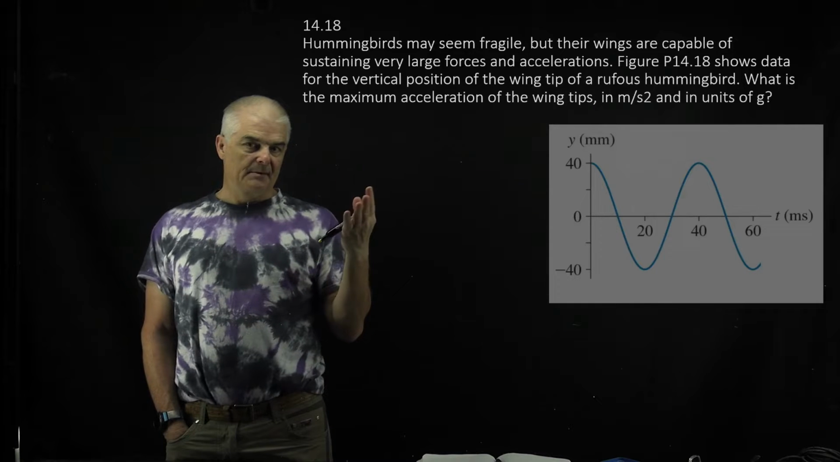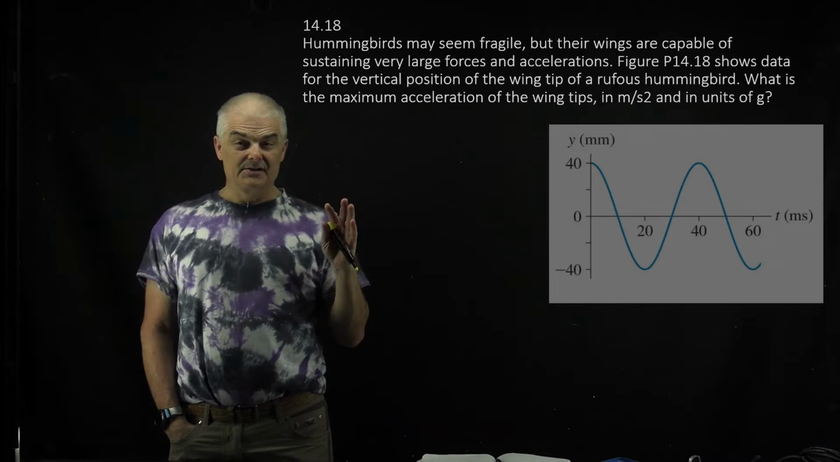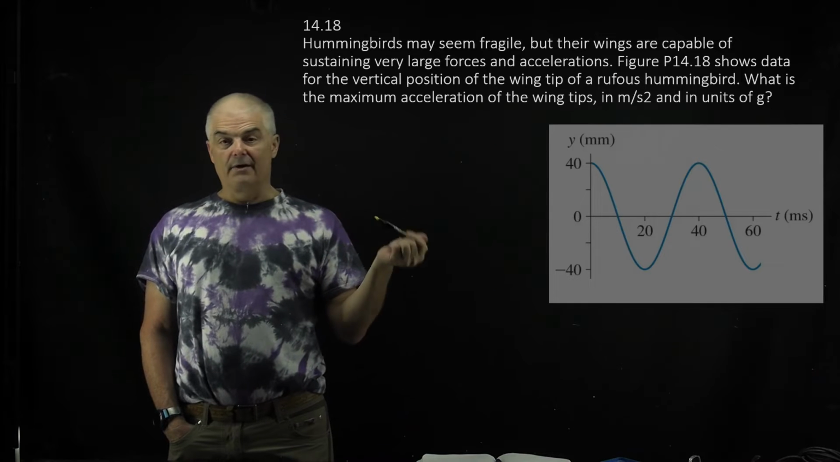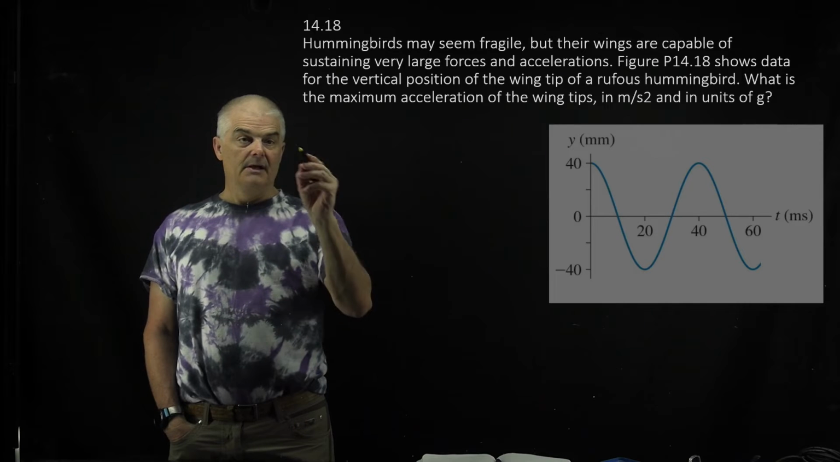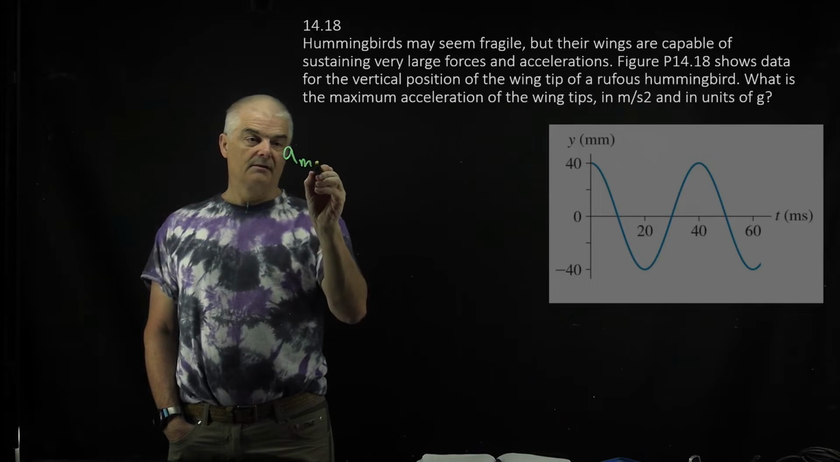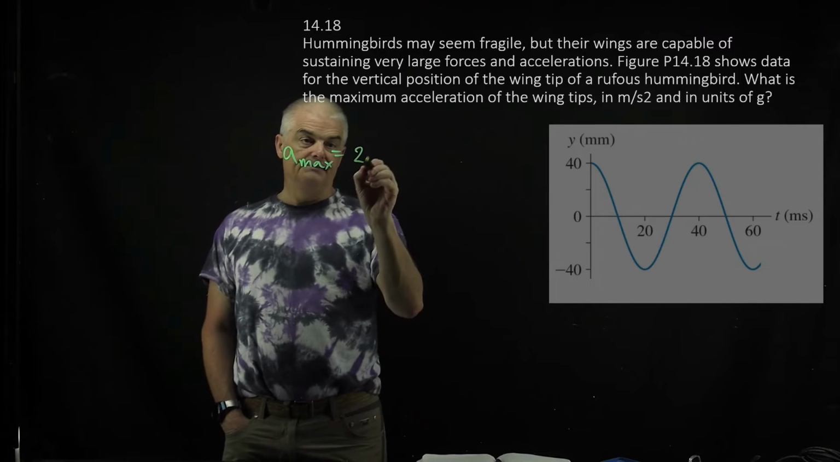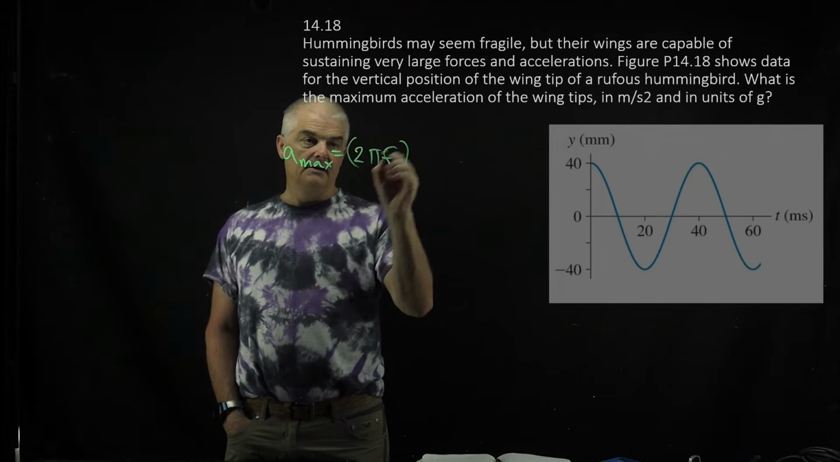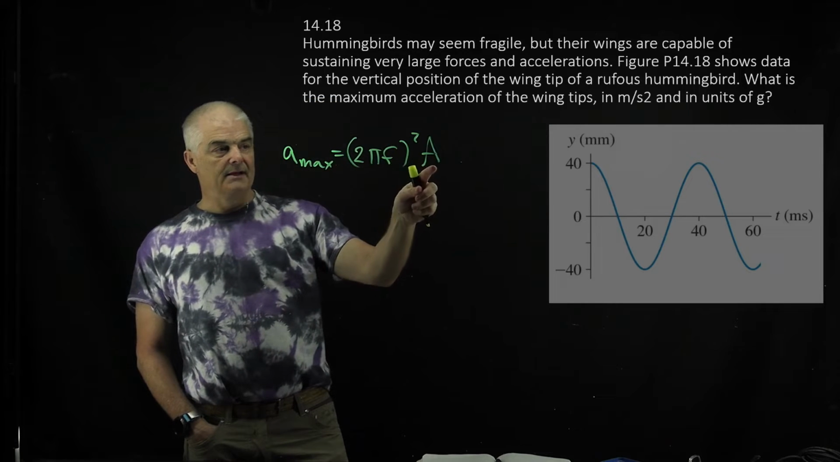I love this question. Hummingbirds seem fragile, but their wings are capable of forces and accelerations that are crazy. So you want to find the maximum acceleration of the wingtip of a hummingbird. The master equation is a_max equals 2 pi f squared A. So we have to get A and f from the graph.